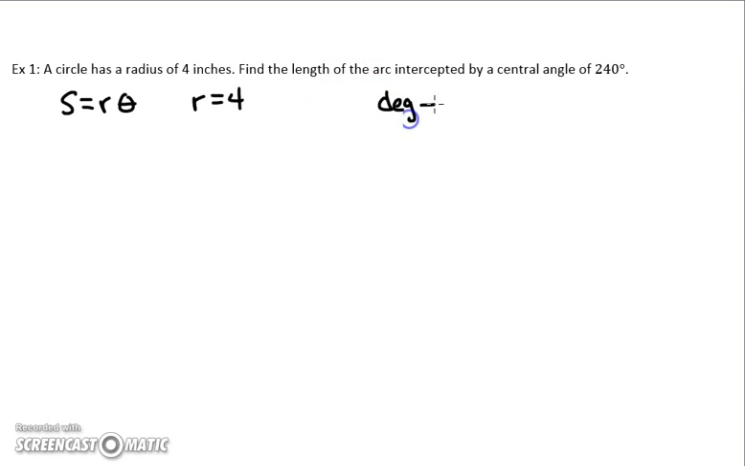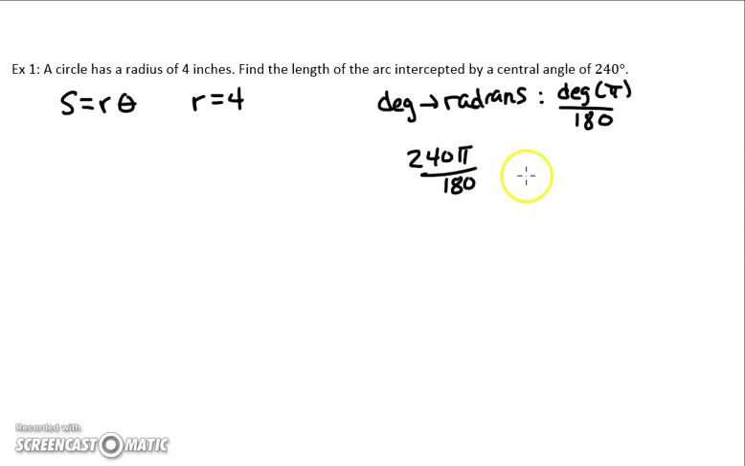So we have to think, degrees to radians is going to be the degrees times pi divided by 180. So filling that in, we're going to get 240 pi over 180. 240 over 180 is going to be 4/3. So we're going to get 4 pi over 3. So theta equals 4 pi over 3 because we have to be in radians.